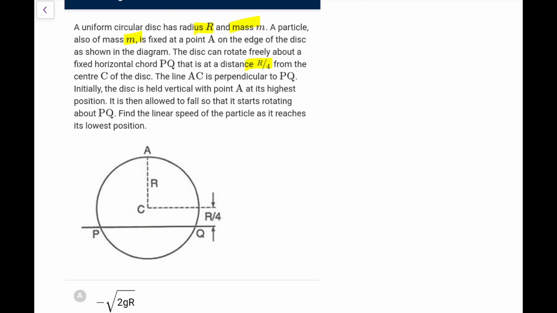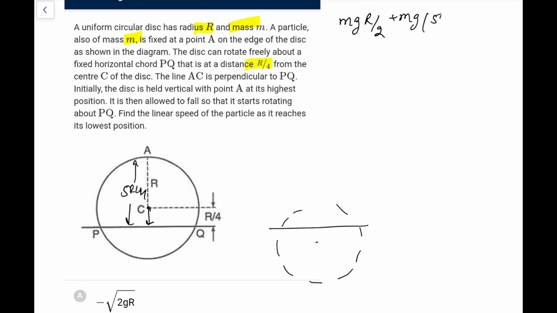Simple question of energy conservation. So finally this will be like this. The CM will shift by r by 2, so the loss in potential energy of this disc would be mg r by 2, and this A will fall by 5r by 4 because it was 5r by 4 above, 5r by 4 down. So it is 5r by 4 plus 5r by 4, that is mg into 5r by 2. That is the loss, and that would be equal to half I omega square, I of system.